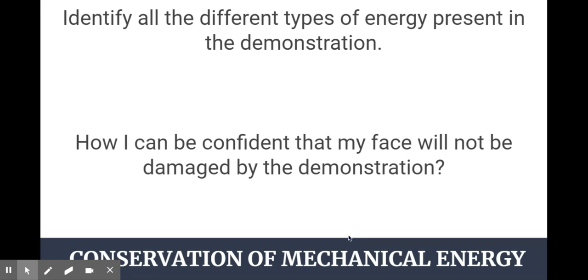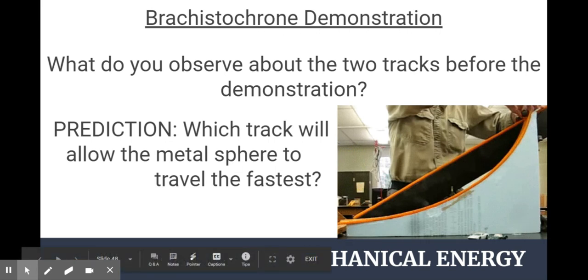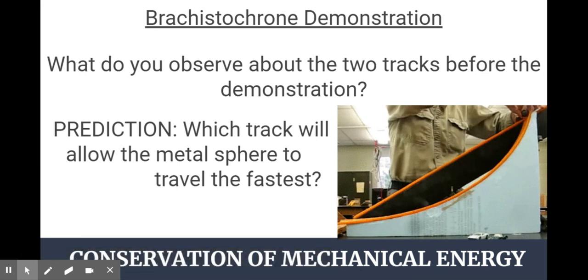All right. Let's look at another demonstration that I can't really do. First, take a look at this image. What do you observe about the two different tracks? We've got a track that's a straight line, the shortest distance between two points. And we've got another one that follows this different curve right here. Which track will allow the metal spheres, or the balls right here, to travel the fastest? Make a prediction.